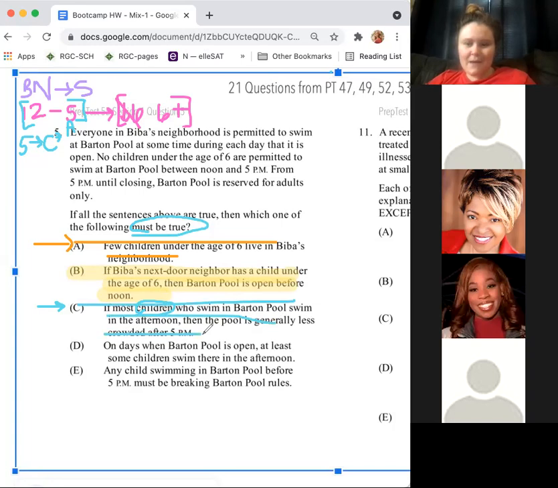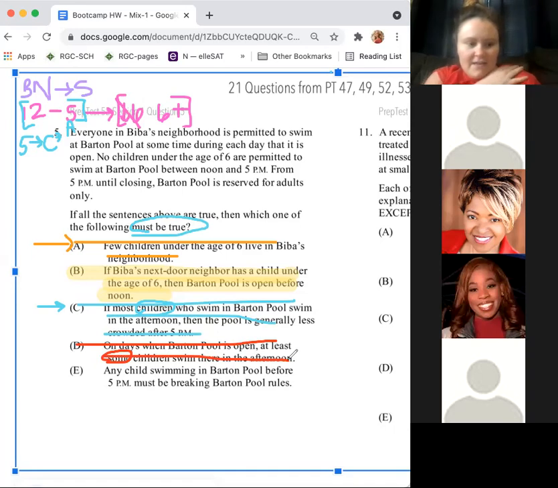All right. And then what about D, Imani? D, on days when the pool is open, at least one child swims there in the afternoon. We don't know that. Maybe there's a thunderstorm going on. It's open, but there's a thunderstorm. Or maybe it's the 4th of July and there's a big parade going on and all the children are there. Just because it's open doesn't mean there's going to be a child swimming.